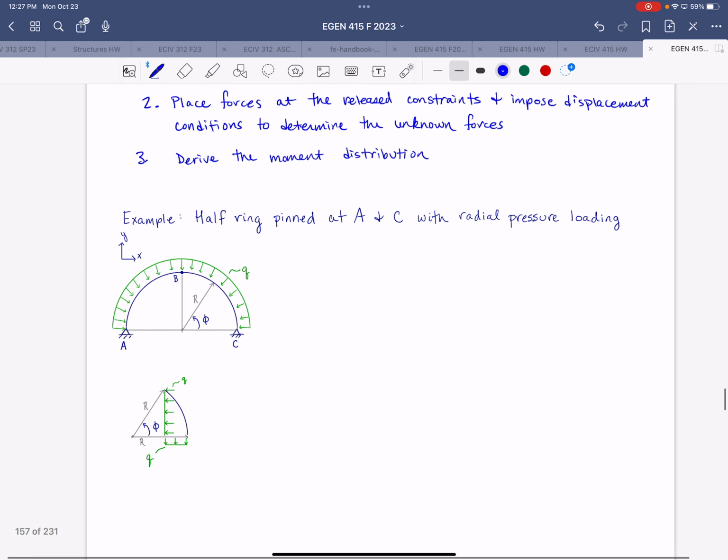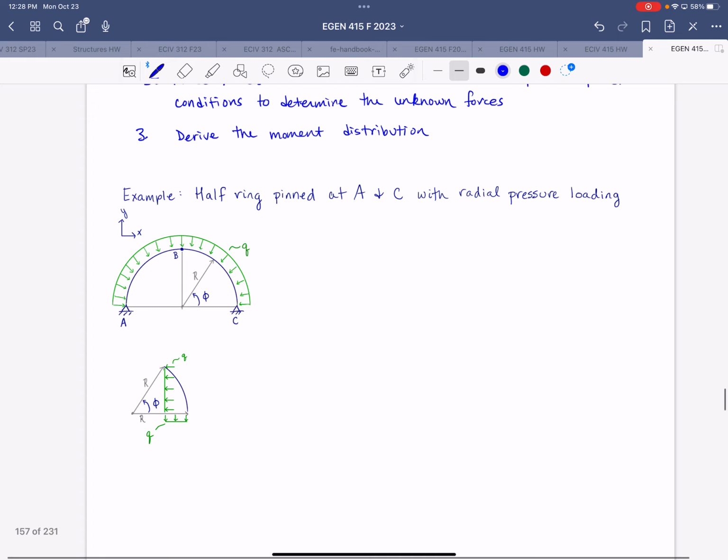So this first example is going to be the more complicated one of the 2 examples in this lecture. So it'll be good to do this one in class for sure. We're looking at a half ring that is 1 degree indeterminate. It's pinned at both ends, and we have the radial pressure loading, where it's perfectly perpendicular to the curved beam.